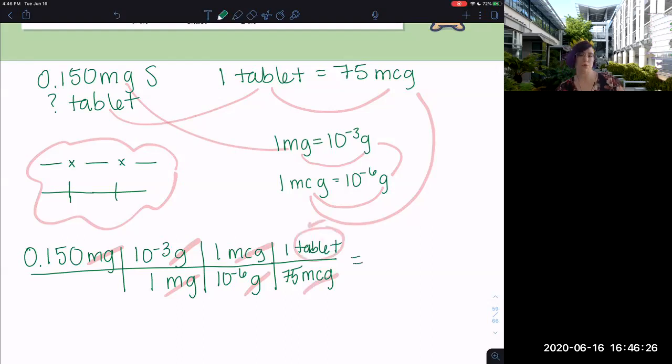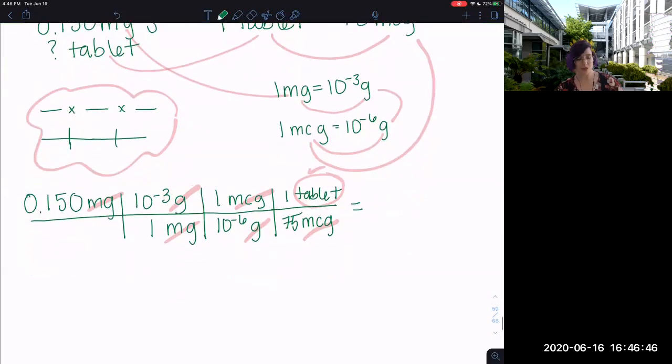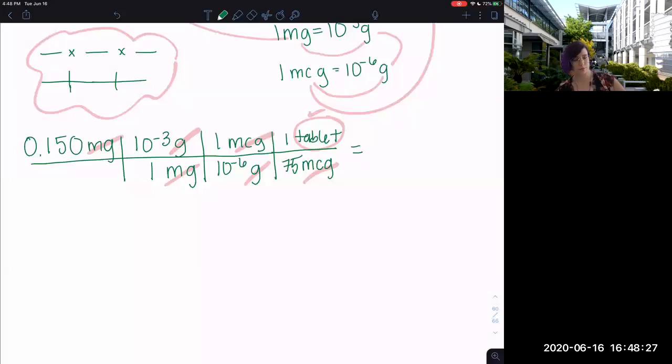Now I can press equals. Don't do it in sections. Try to go as long as you can before stopping, because every time you go from your calculator back to your paper, you run the risk of messing up somewhere or writing down a number wrong. So try to keep it all stringed together if you can. I know I'm done when I've canceled everything I don't want and I'm left with the thing I do want. So I'm going to do this math out. And what do I get? I should get out a nice even 2 tablets here.